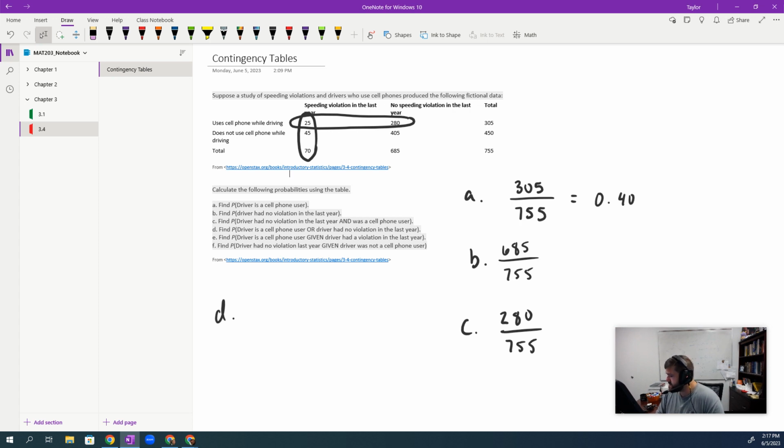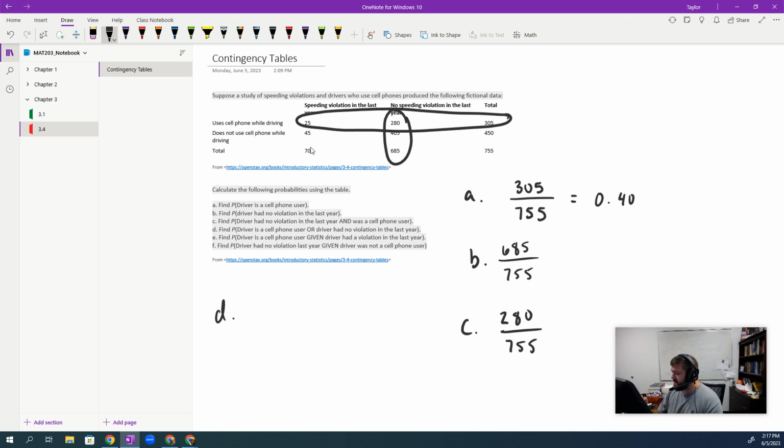Oops, sorry. Let's make sure we do it correctly. What did I choose instead? I chose a yes violation. I'm supposed to have no violation. Oops, sorry about that. So we want this one. Then that means we're going to be double counting the 280, which is no good, right?